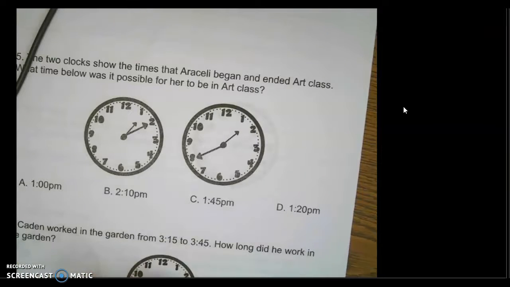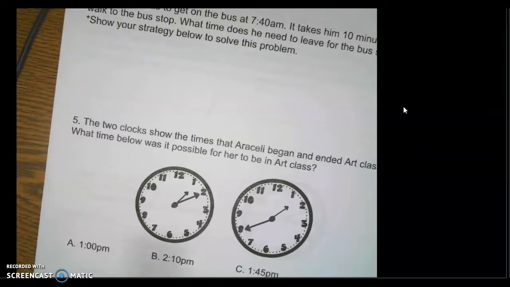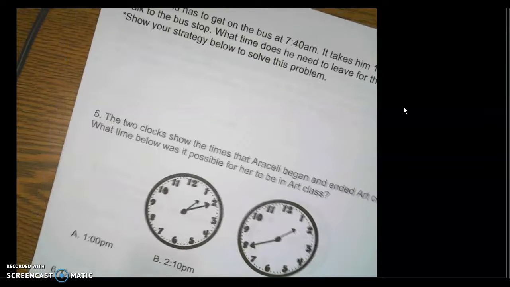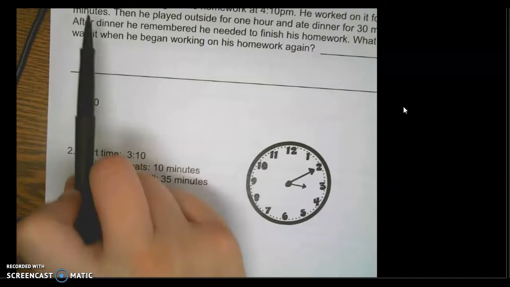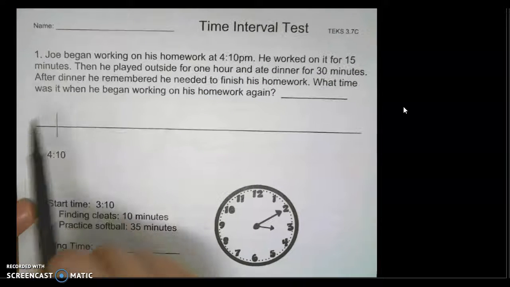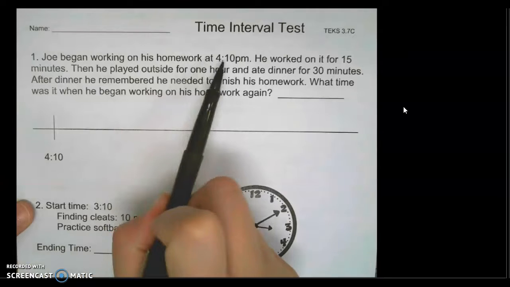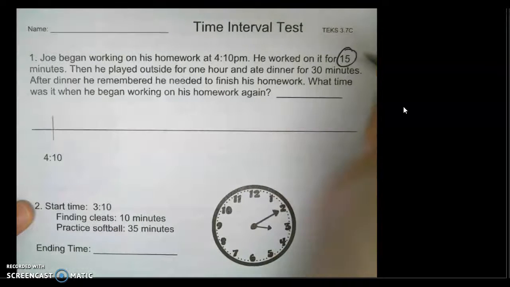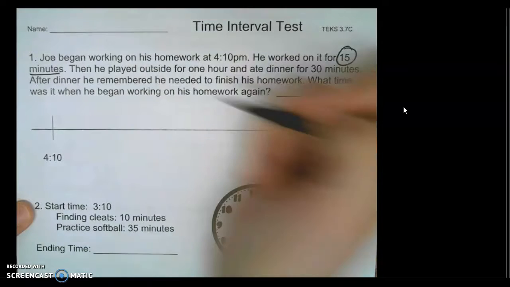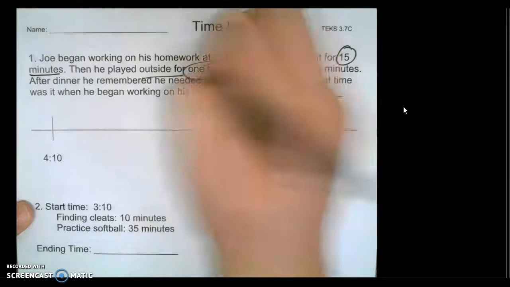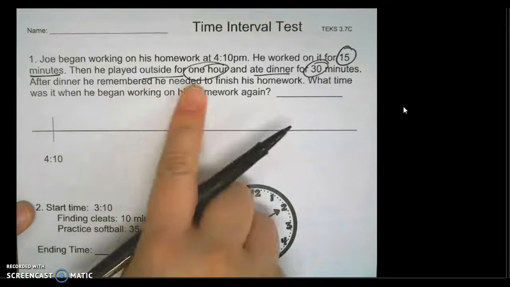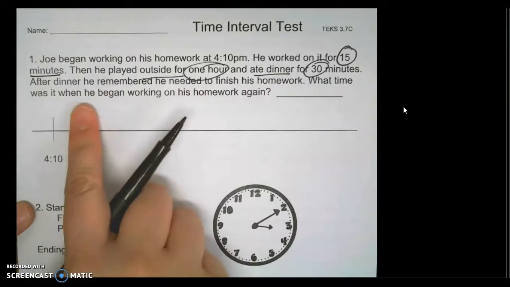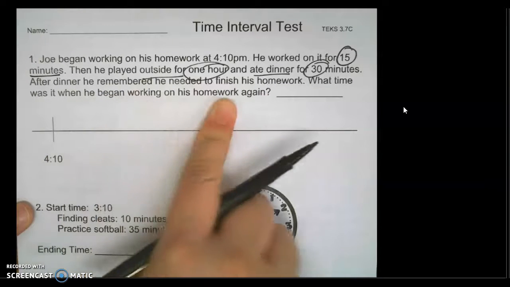All right. Now, I want to talk about a time question. Using a number line, Joe began working on his homework at 4:10 p.m. He worked on it for 15 minutes. Then he played outside for 1 hour and ate dinner for 30 minutes. After dinner, he remembered he needed to finish his homework. What time was it when he began working on his homework again?